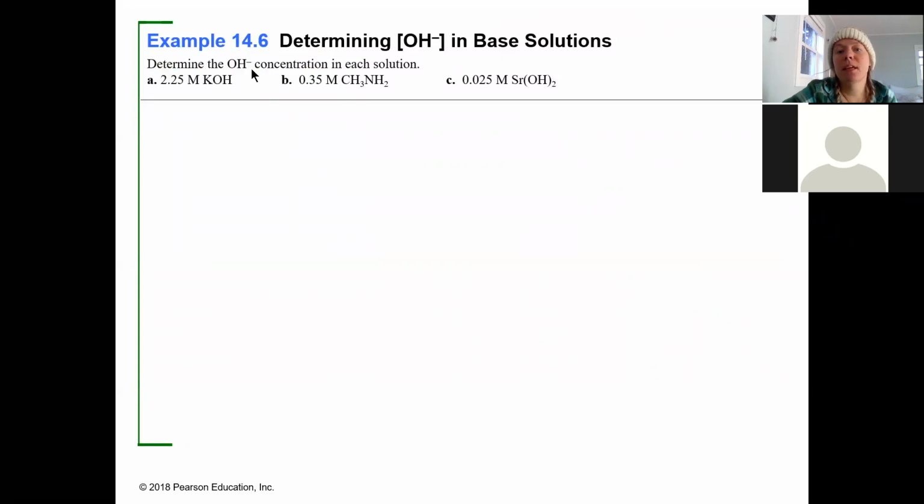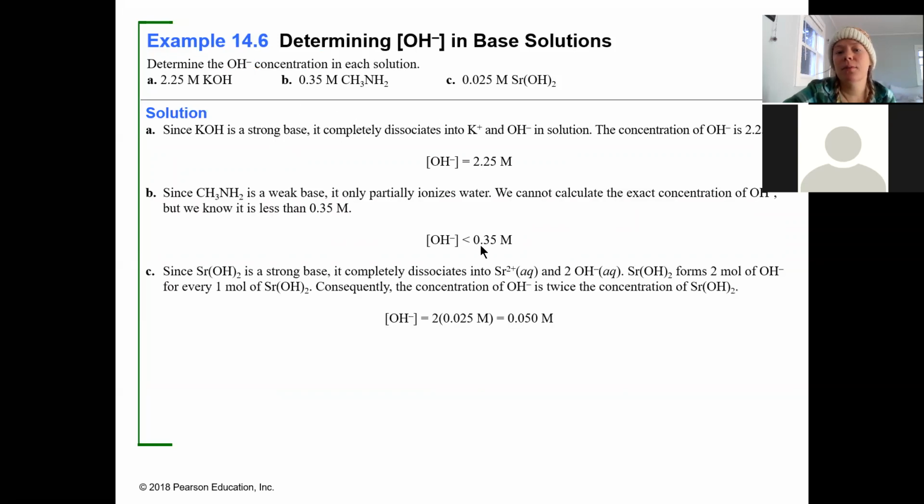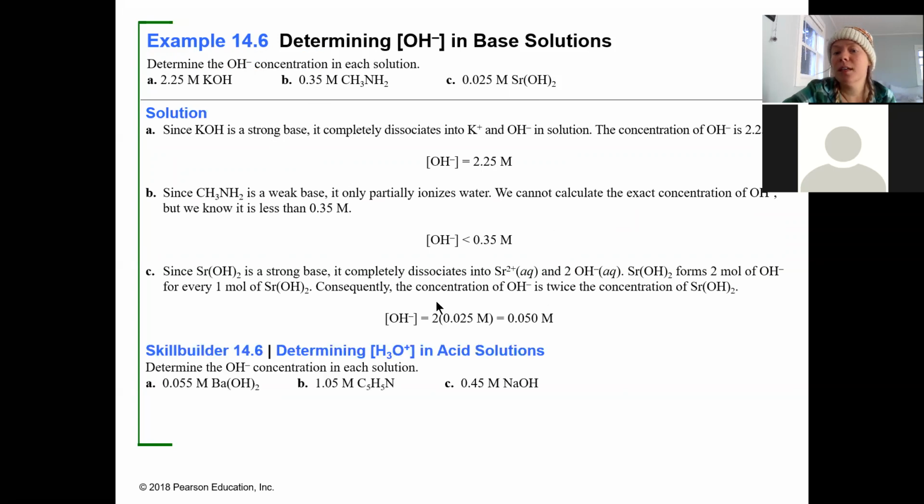So this says determine the OH concentration for each of the following solutions. So again, you just want to determine if it's weak or strong. If it's strong, like this one is strong, we can assume the concentration of OH is equal to the total concentration. This is weak because it's not one of those strong bases. So it's going to be something less than the 0.35. And then this one is strong. So it's not only equal, it's double because you get 2 OHs. So we would take our concentration, 0.025, and multiply it by 2.